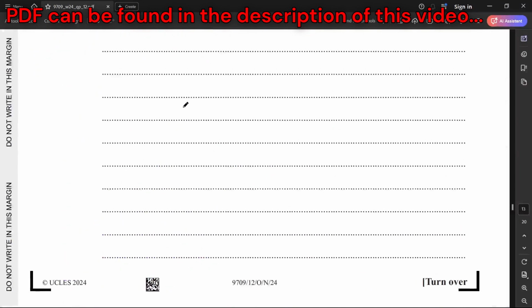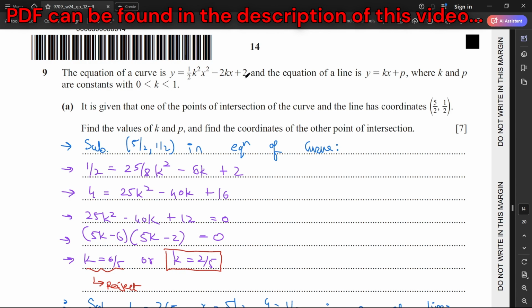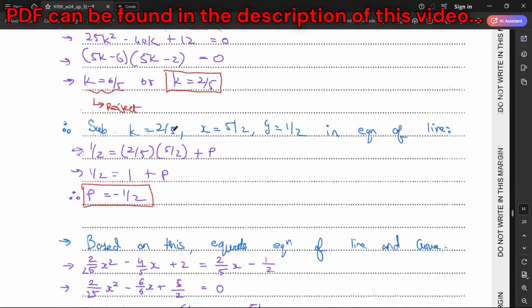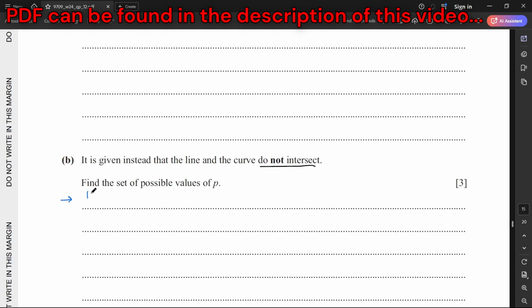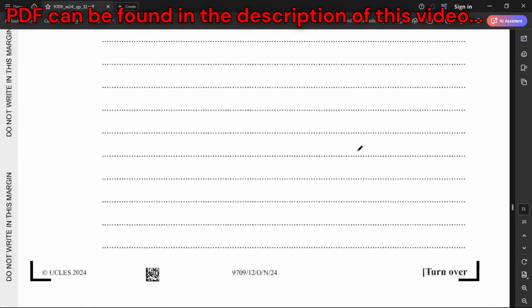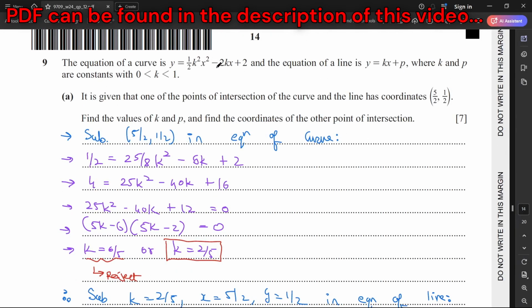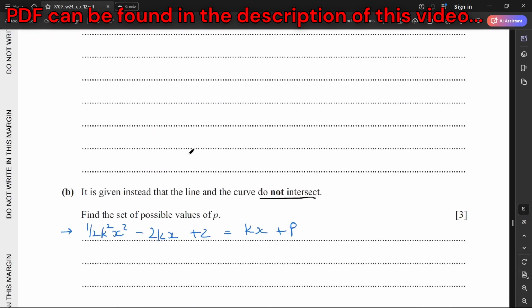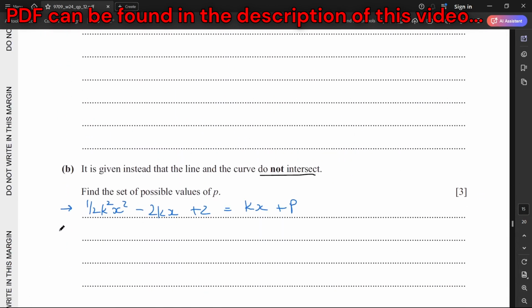So now I need to equate these equations directly. Half k square x square minus 2kx plus 2 is equal to kx plus p. I'll just cross check if everything is correct. So kx plus p is correct. Half k square x square minus 2kx plus 2 is also correct. Okay. Now I'll shift everything to one side, so it becomes half k square x square minus 2kx minus kx will become minus 3kx, then plus 2 minus p is equal to 0.